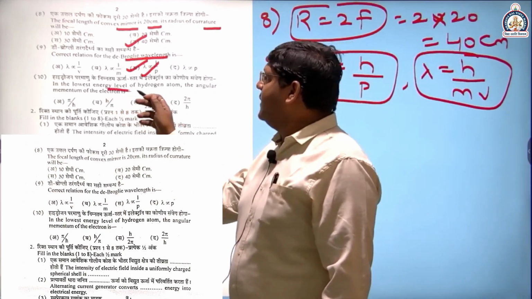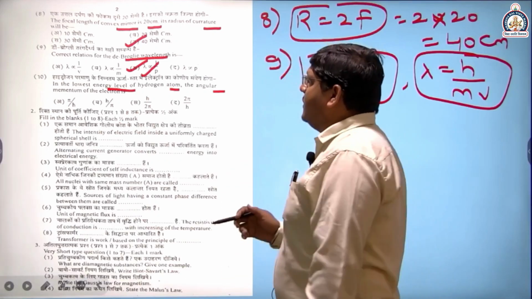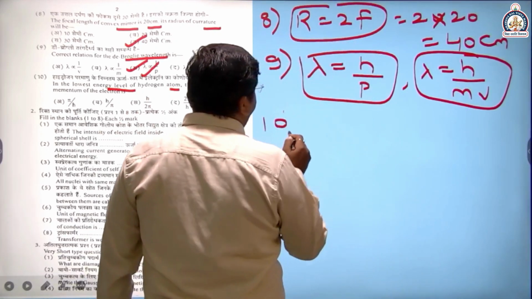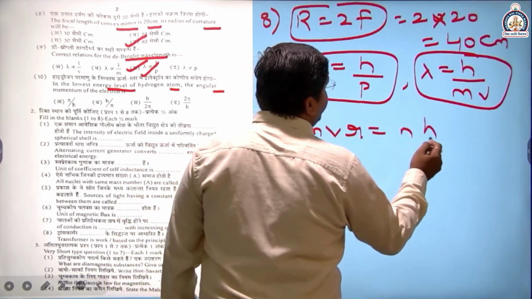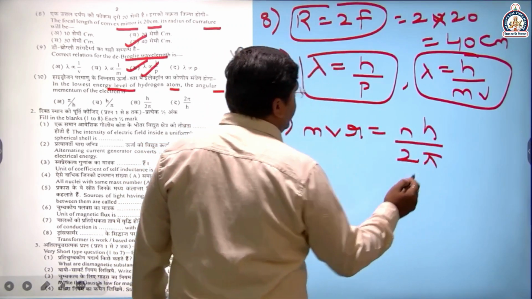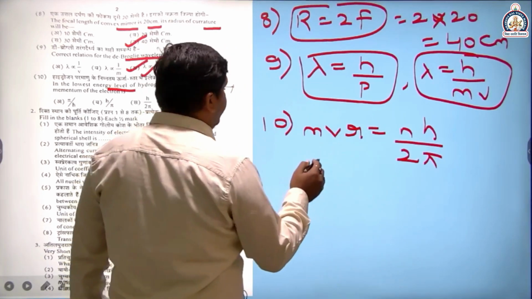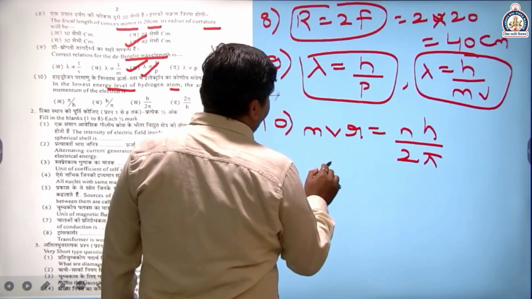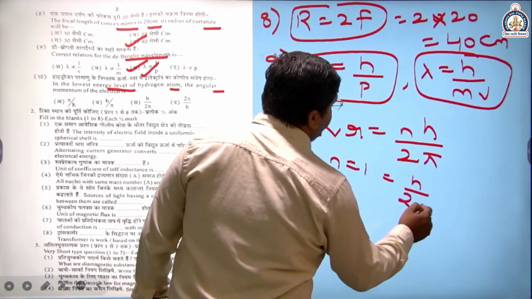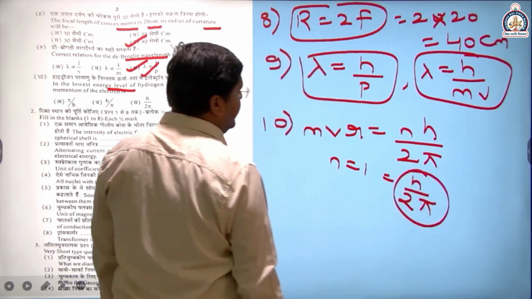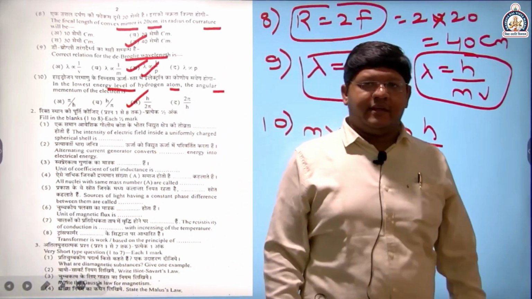In the lowest energy level of hydrogen atom, the angular momentum of electron is... As we all know, the formula for angular momentum is mvr equal to nh upon 2 pi. Here mvr is the value of angular momentum, nh upon 2 pi. For the lowest energy level, we put n equal to 1. So the result comes out to be h upon 2 pi, which is our required option number C.